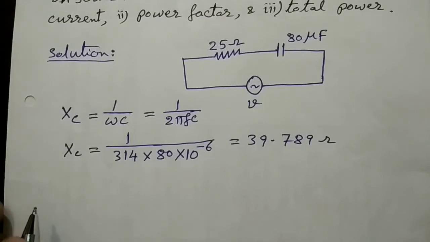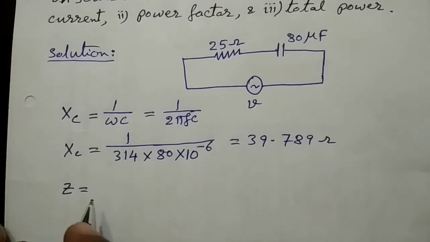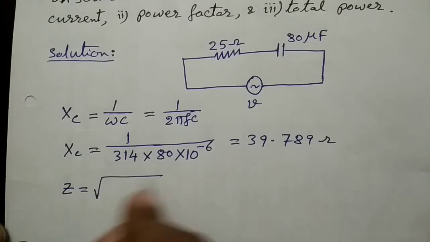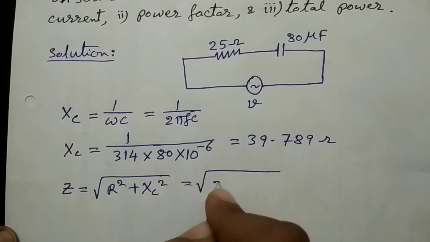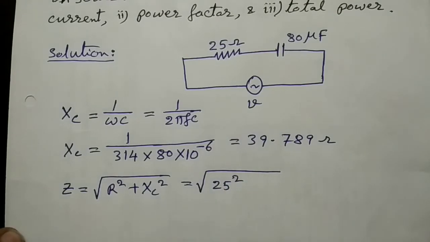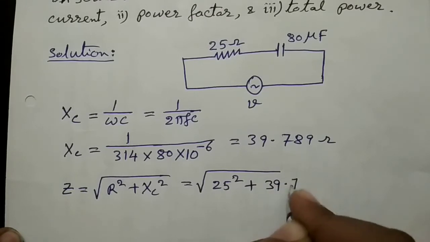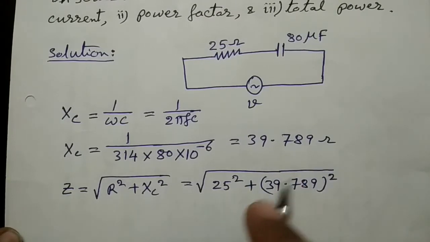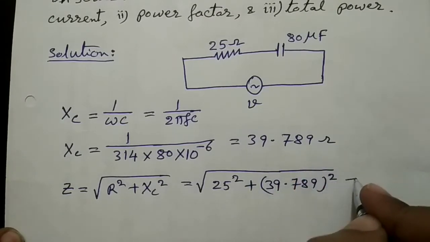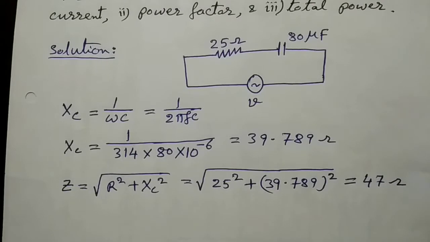Next, calculate the impedance of this circuit. As we know, the impedance of a resistive capacitive circuit is square root of R square plus XC square. So it is 25 square, the resistance given as 25 ohms, and 39.789 square, the capacitive reactance we have calculated. After simplification, the value of the impedance we will get is 47 ohms. That is the impedance of the circuit.